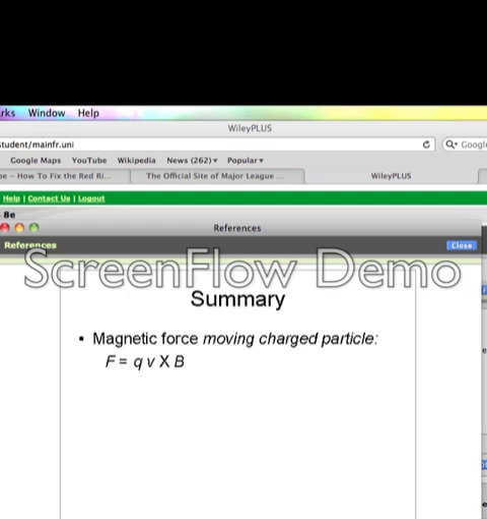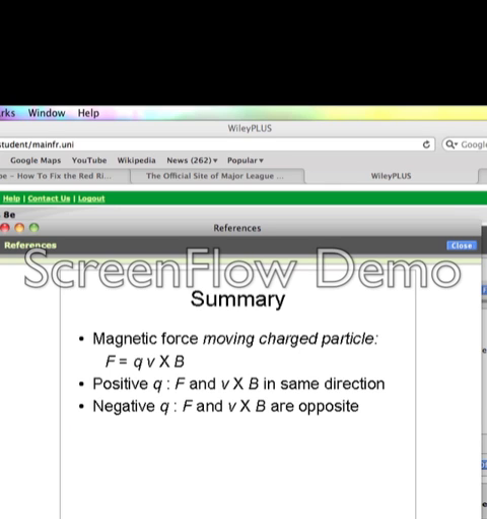Let's do a little three-step summary. The magnetic force on a moving charged particle, and you've got to have charge and it has to be moving, no siestas here, is given by this vector equation, which involves a vector cross product. If the Q is positive, then the force and the V cross B vectors are in the same direction. But if the Q is negative, they are in opposite directions.